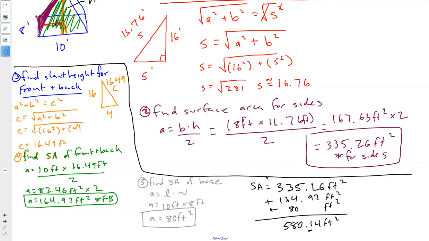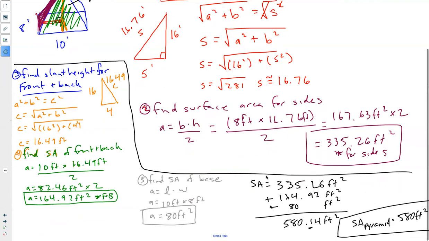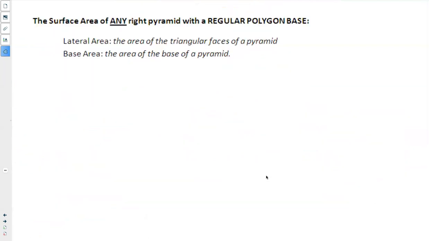1 is less than 4, so let it rest. So surface area of the pyramid is equal to 580 square feet. All right, that was a lot of work, I must admit.